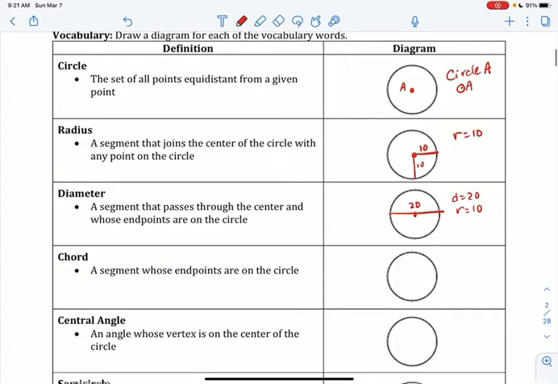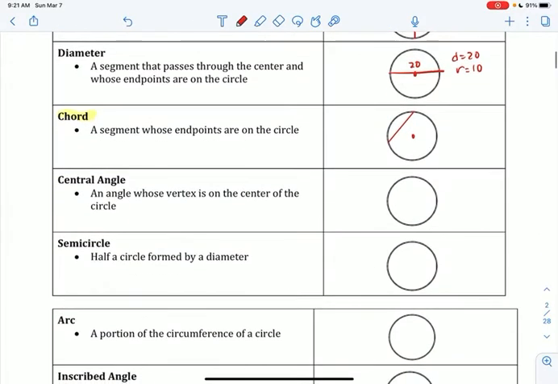Right? Chord. So this is a new word that we have, something that you haven't run across before. A chord is a segment whose endpoints are on the circle. All right? So if I have a circle, a chord has its endpoints on the circle. So that right there is a chord. All right? Is the diameter a chord? It absolutely is a chord. It's the biggest chord in a circle because it goes through the center. But a chord is just a segment whose endpoints are on the circle.